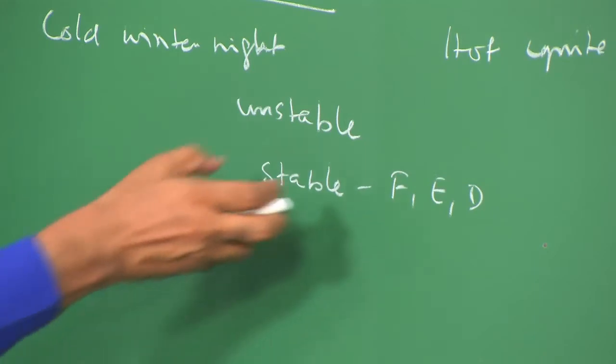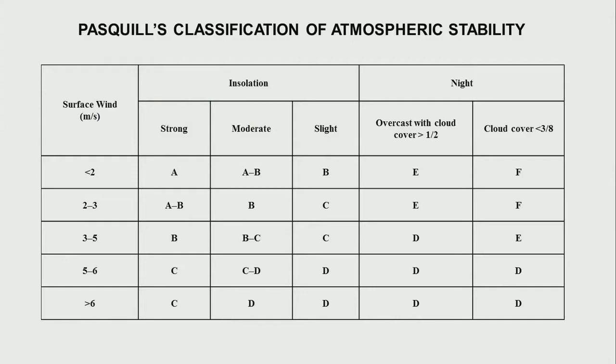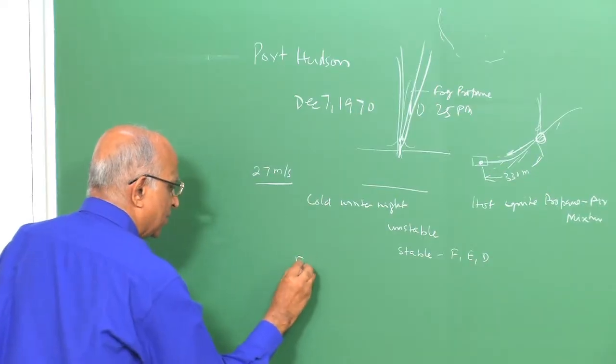Therefore, let's look at Pasquill's classification. I show it in the slide here. We are talking of a wind speed of the order of 2 to 3, that is around 2.7 meters per second. We are talking of a night with very small cloud cover. Therefore, Pasquill's classification of the atmospheric stability is F. So we recognize that the condition of the atmosphere that night when the leak happened is F.